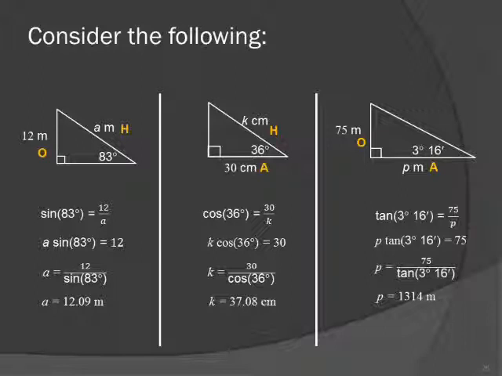Now, when you're showing your working to show you understand this, you don't really need to show that middle line. And it basically says that when you've got a problem like sine 83 degrees equals 12 over a, you can swap the a and the sine 83. Or you've got the cos 36 degrees is equal to 30 over k. You can swap the k and the cos 36 degrees. When you've got tan 3 degrees 16 minutes is equal to 75 over p, you can swap the p and the tan and you get p is 75 over tan. What I wanted to demonstrate in this was why it is so. But when you're working, you don't have to show that middle step.